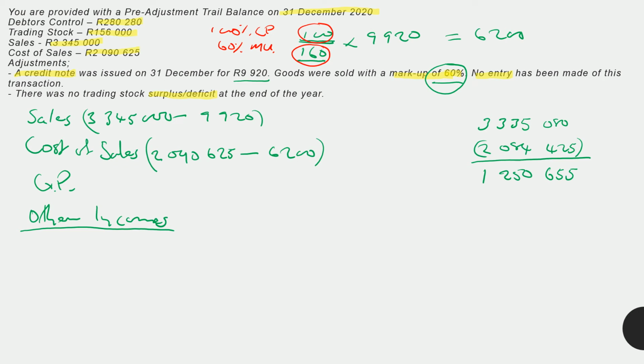So you see these two amounts here. This amount here will affect your debtors, because you need to decrease your debtors control. Then this amount here will affect your trading stock.